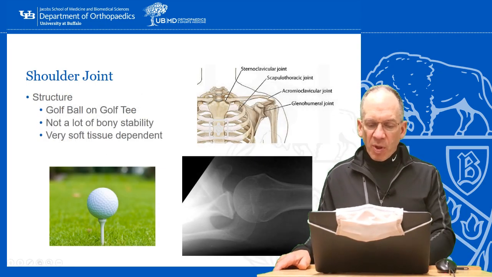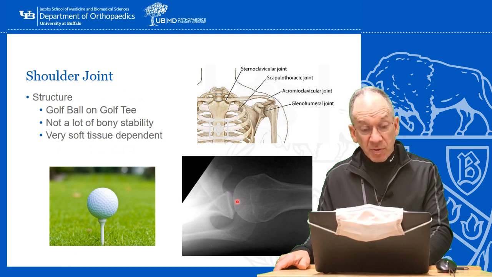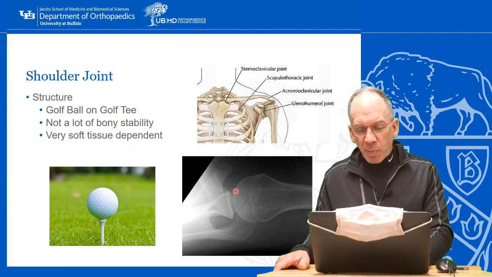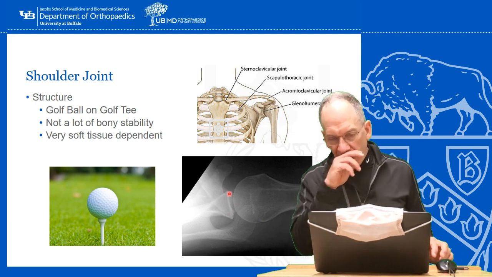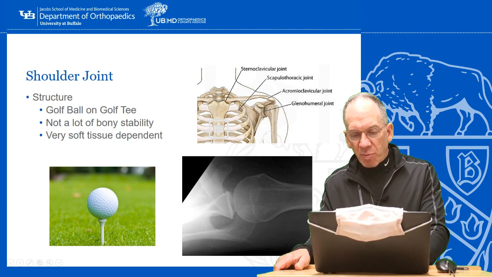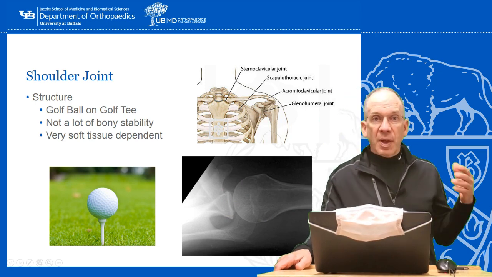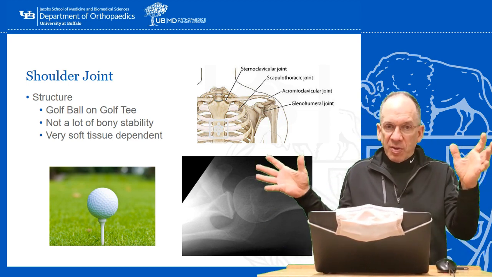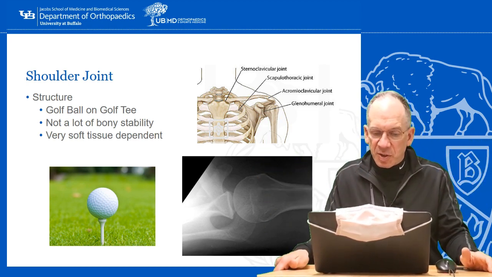The shoulder is more like a golf ball on a golf tee. So this is a golf ball, this is a golf tee. It's a giant ball on a tiny socket. There are things that help hold it on there. There's the labrum, which is a rim of tissue which attaches to the edges of the socket and helps provide depth to the socket, because the bony socket is very small.